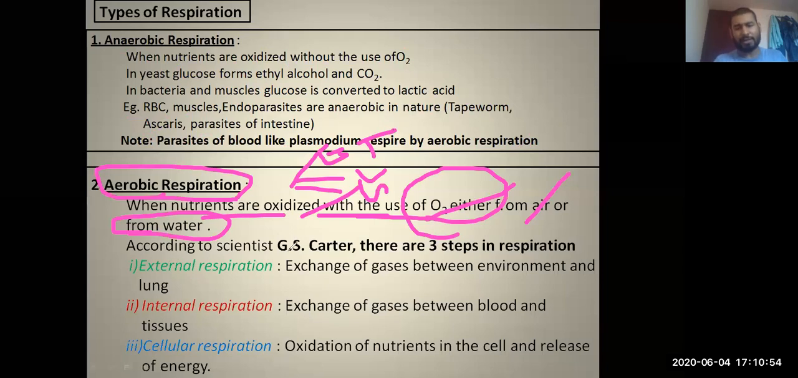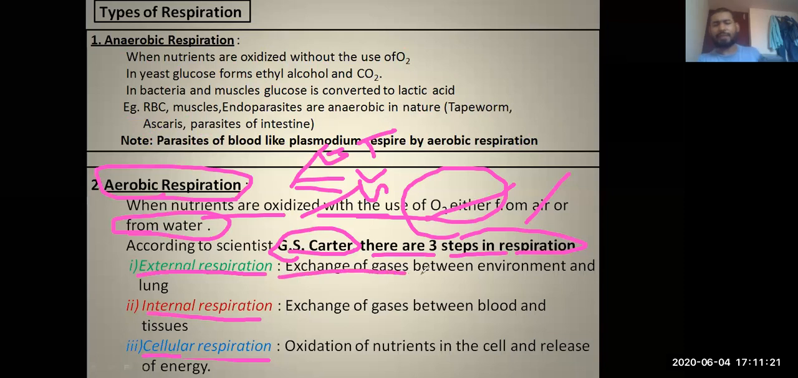Now according to the scientist G.S. Carter, respiration involves three steps. First is external respiration, second is internal respiration, and third is cellular respiration. External respiration means simply breathing. We will see in the last slide what breathing is. Breathing means the exchange of gases between the environment and the lung. So the exchange of gases between the environment and the lung is called external respiration.